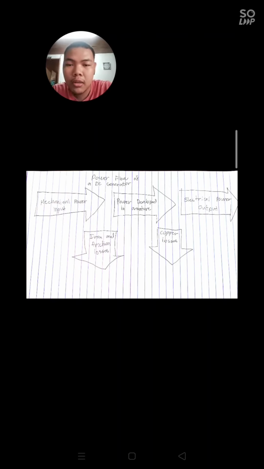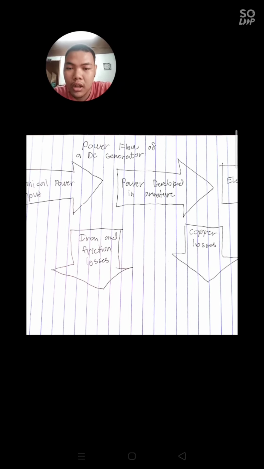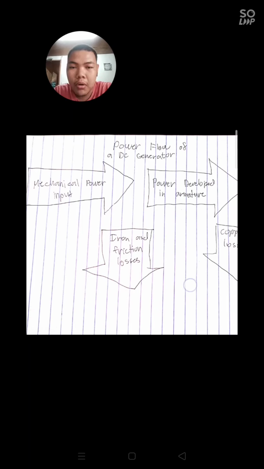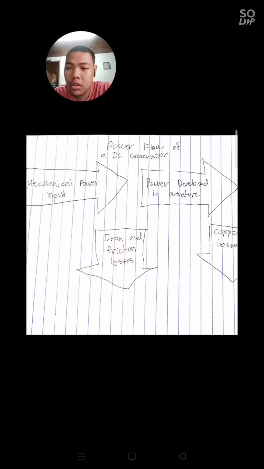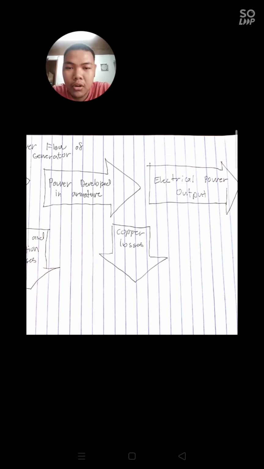So now there are the losses. So the iron and friction losses, between the mechanical power input and the power developed in armature, from the contact with the bearings. And the copper losses, between the power developed in armature and the electrical power output, there are copper losses.